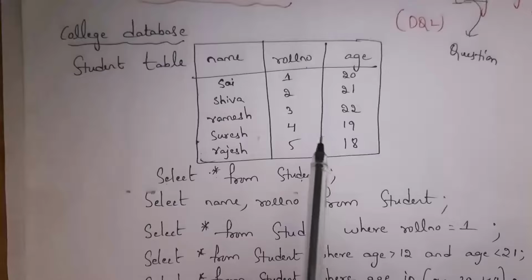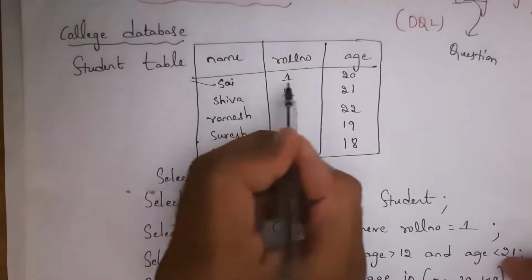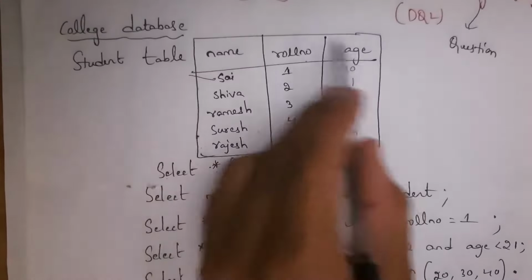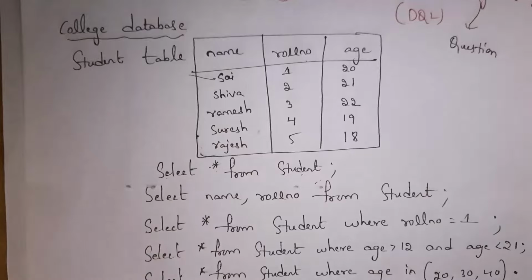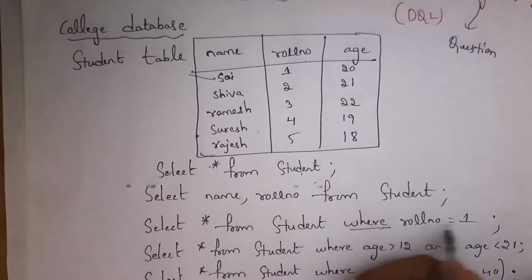This is my output. I don't want all these records. I just want only Sai's record. Sai's roll number is 1. So I have written here select star. Star means complete 3 columns. It will display Sai, roll number 1 and age 20. From student, and here for the condition you need to give where roll number equal to 1.